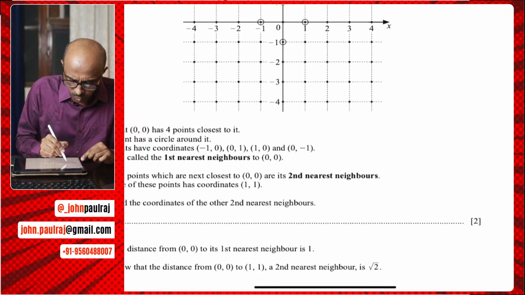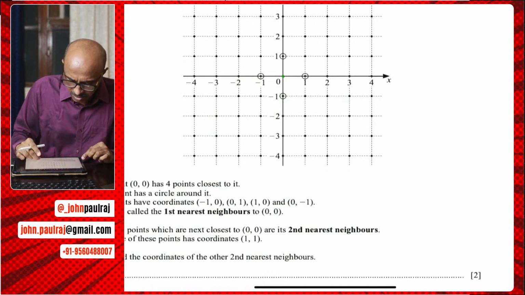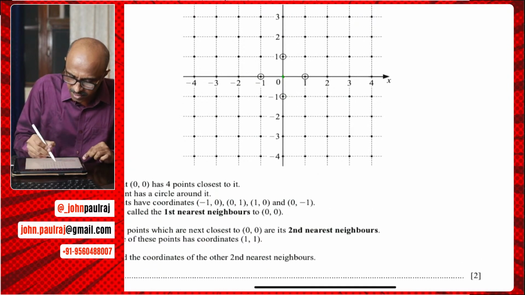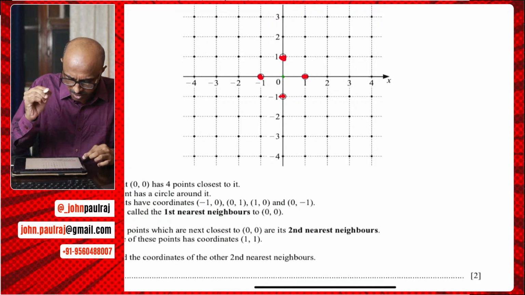We say the point 0, 0 has 4 points closest to it. Okay, 0, 0 is the origin, and those are the 4 points closest to it. Each point has a circle around it. That's how they've indicated it. Maybe it's not in color, so let me just highlight those points. That's the circle, that's the circle. If you have this question paper, maybe you should take it along and solve it along with me. All right, so each point has a circle around it.